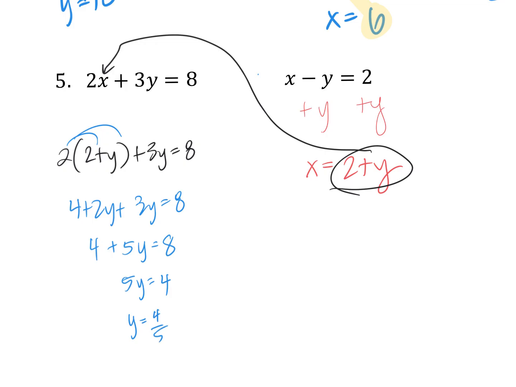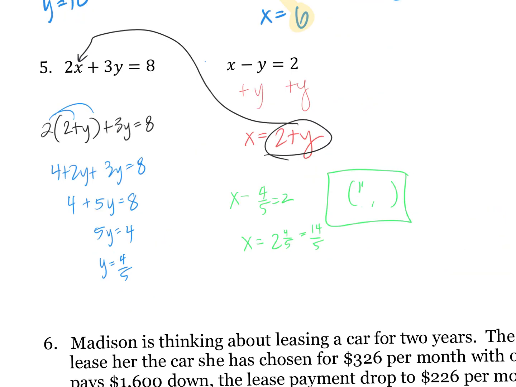Not great. Wouldn't have been able to do this by graphing, I'll tell you that much. I wouldn't have known that my y was 4/5. Where do we want to plug that in? Left one? Right one? Right one's going to be much easier, right? X minus 4/5 is 2. What's x going to be? 2 and 4/5. So let's see. Like you said, Lil, 2 times 5 is 10 plus 4 is 14/5. So good, Lil. So our answer would be x, y. Oh, I flipped it. It's got to be 14/5, comma 4/5. Tegan, thank you.